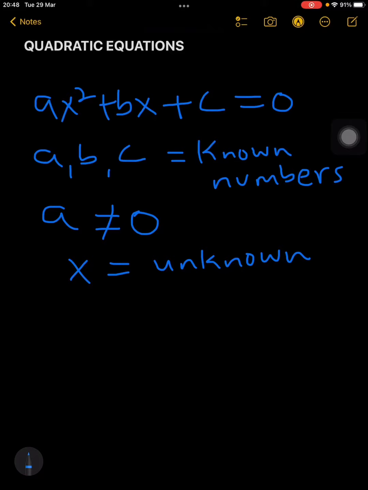In solving quadratic equations, we have three methods. Number one, you can solve either by the factorization method, or you can solve by the completing the square method, or you can even use the quadratic formula to solve the quadratic equations. And we are going to start with the factorization for today. Let's look into examples.